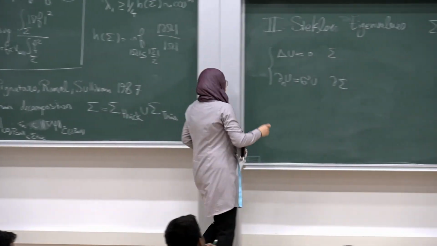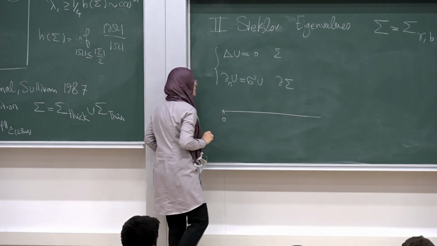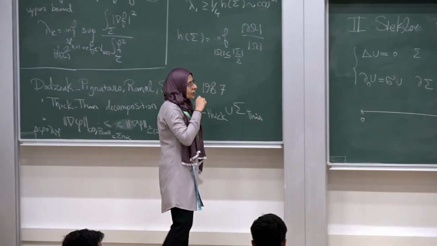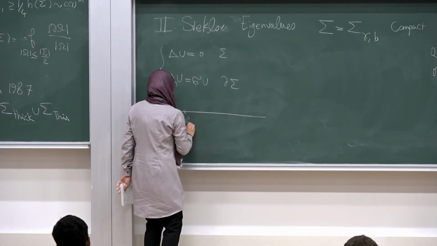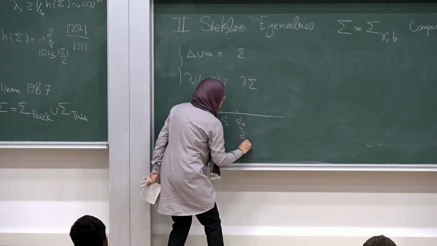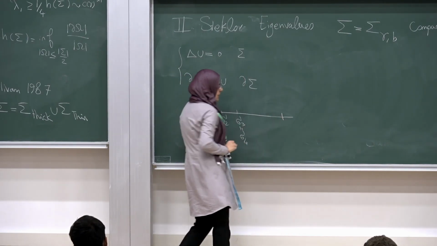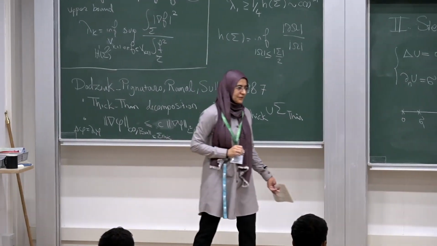So we have a discrete set of eigenvalues. Again, we start with 0, the constant function, with multiplicity 1. We have sigma 1, and we may have some multiplicity. And then there is a number. But what is the magical number here?